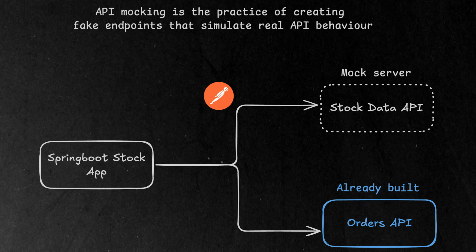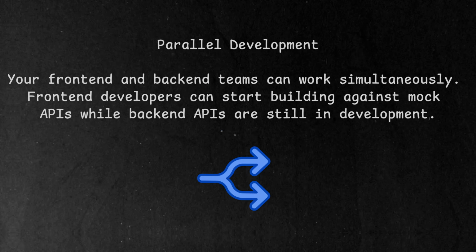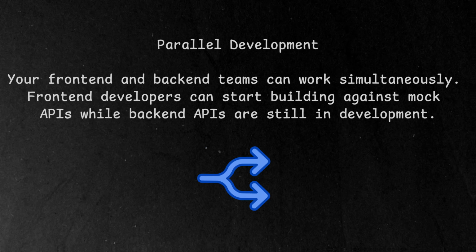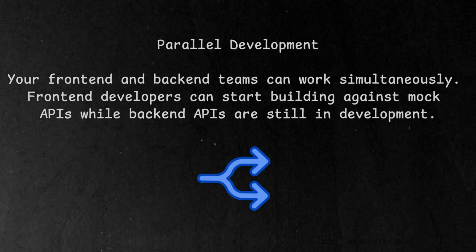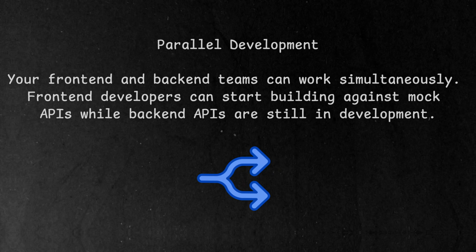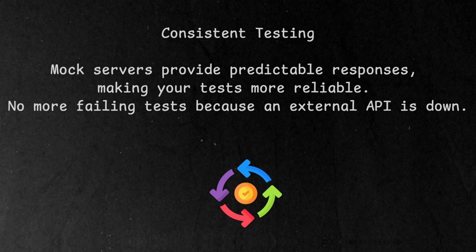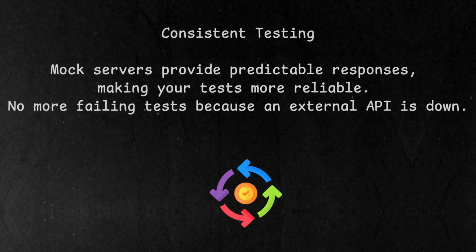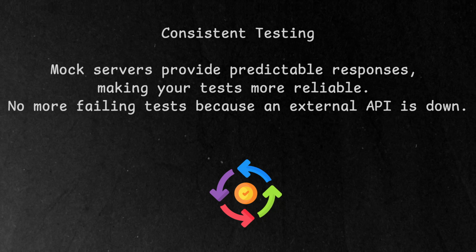Here are some key benefits of using Postman mock servers. The first benefit is that you are going to have parallel development. Your frontend and backend teams can work simultaneously. Frontend developers can start building against mock APIs while backend APIs are still in development. Then we've got consistent testing. Mock servers provide predictable responses, making your tests more reliable. No more failing tests because an external API is down.